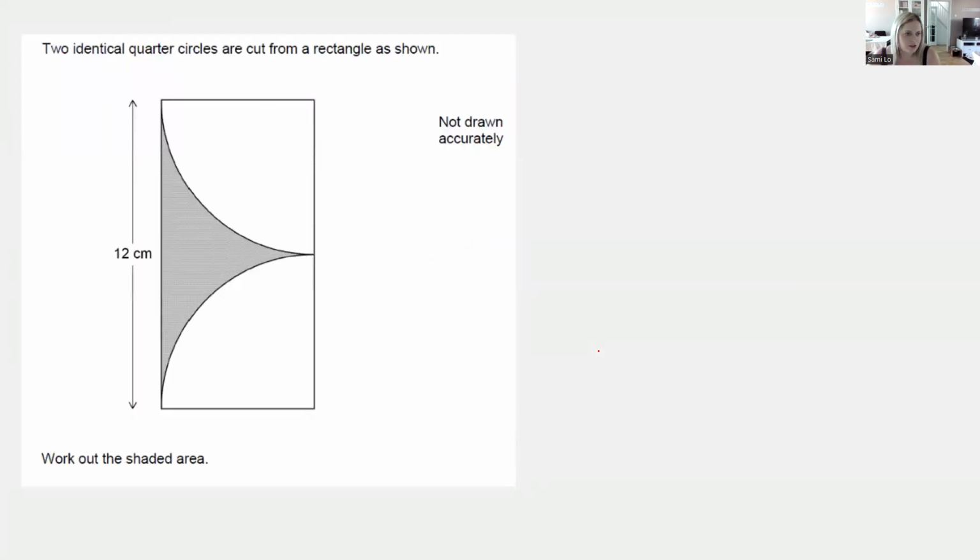So we've got 2 identical quarter circles that are cut out from the rectangle as shown. Work out the shaded area. If you would like to have a go at this, pause it, and I'm just going to go straight away. So first of all, rectangle, and we're looking at the area of that.